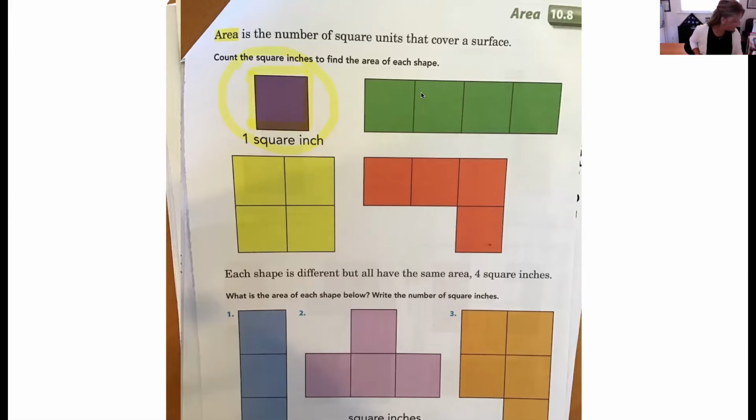The other shapes, there's other shapes. We see the green square inches, and they're just shapes of, they're the area, and we can count how many shapes are in this area. So this green one, how many square inches is it? 1, 2, 3, 4. It is 4 square inches, correct?